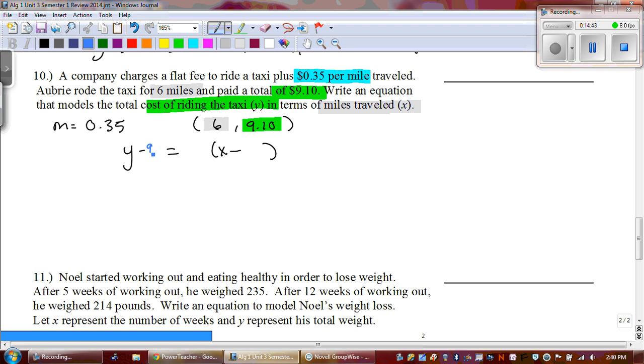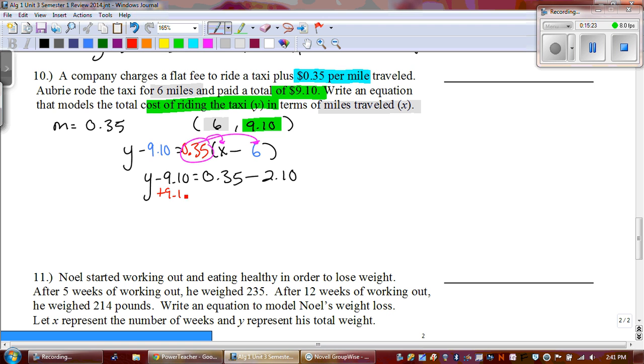Let's see, we got 9.10. Sorry, that's kind of small. I'll rewrite that. Okay, 6, and then we have to put our slope of 0.35. Okay. 0.35, sorry. So go ahead and distribute. 6 times 0.35 gives us $2.10.